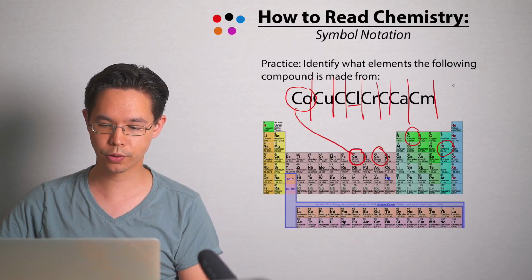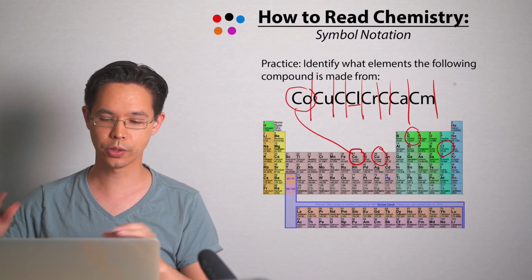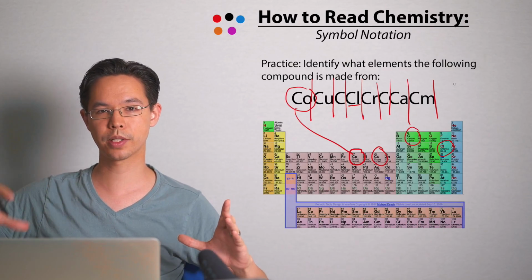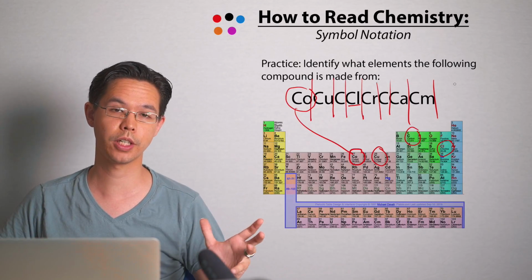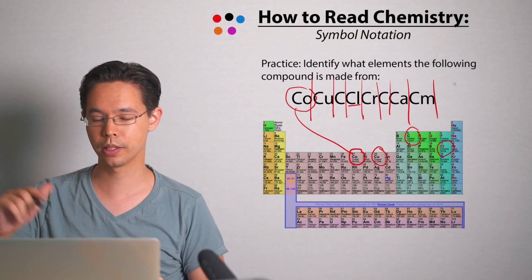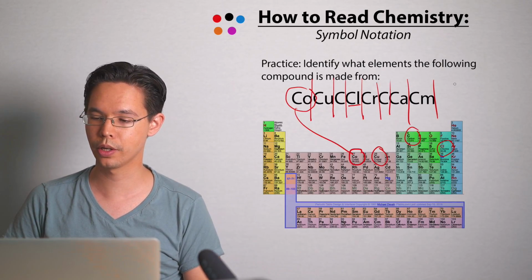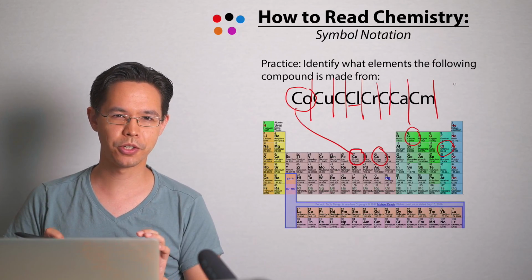And I'll just keep going. Chromium, carbon, calcium, and curium. So you can tell what the elements are in a formula, especially if they share many of the same letters, just by looking out for those capitals, which begin the new symbol. All right, next video, we are going to focus on the little numbers that I mentioned just a bit earlier.